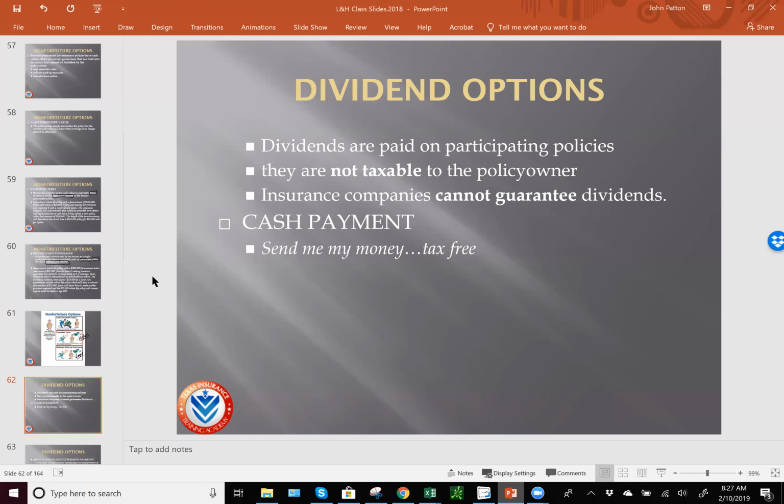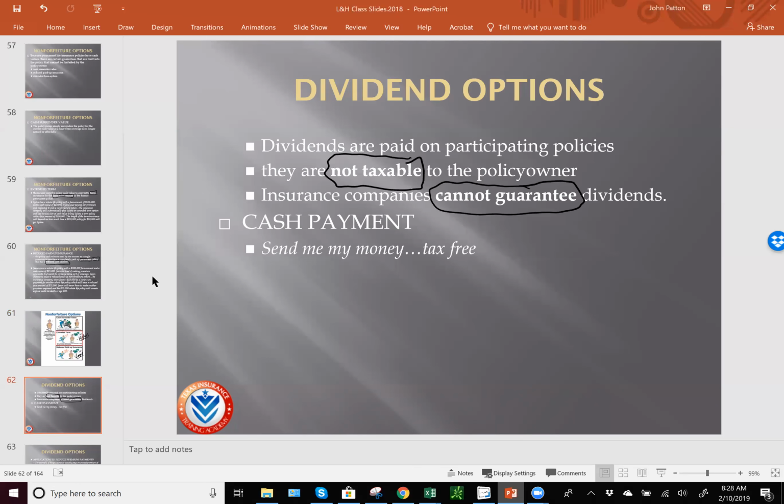Now, two things I need you to know right away about dividends on these participating policies. Number one, dividends are not guaranteed in a policy, because if they didn't make a profit, there is no dividend. Next, a dividend is also not taxable. And the reason it's not taxable is it's considered a return of any unearned premium from the year before. So those are two things very important about your dividends: not taxable and not guaranteed.